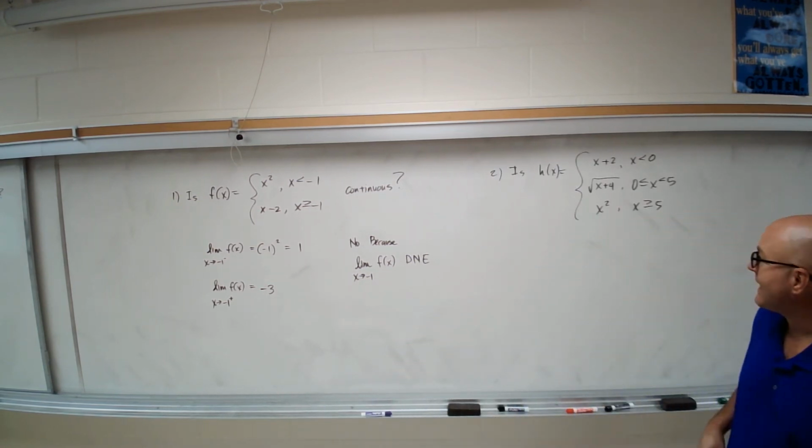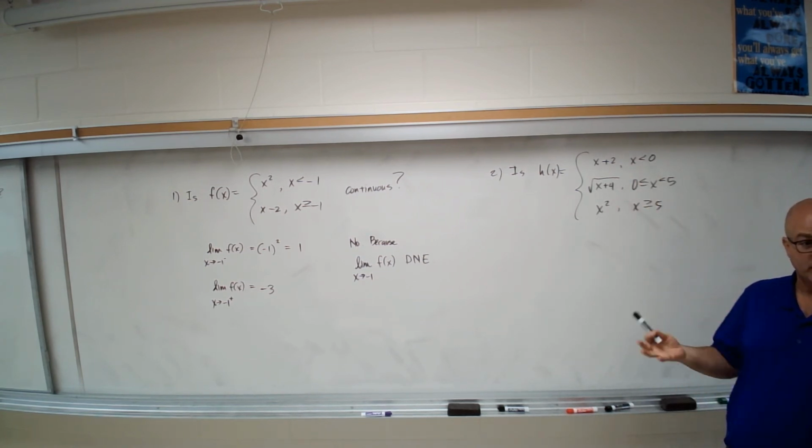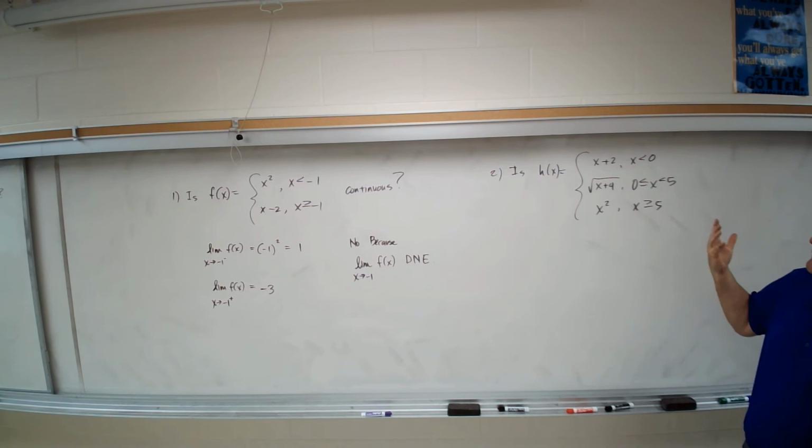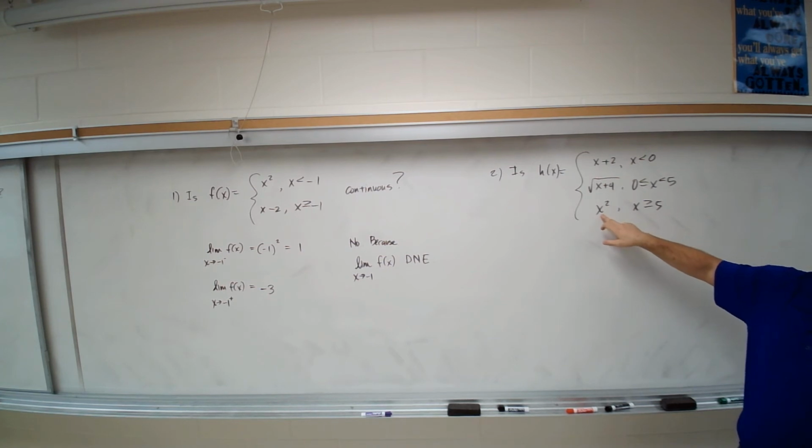Okay, for our last example here, we have h of x is a piecewise function. There's 3 pieces. Now, the pieces themselves, the first part is a line. It should be continuous everywhere. X squared is a parabola. It should be continuous everywhere.